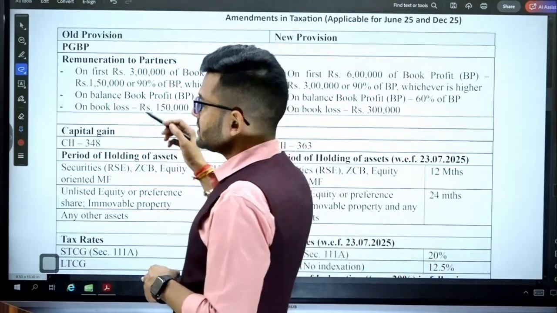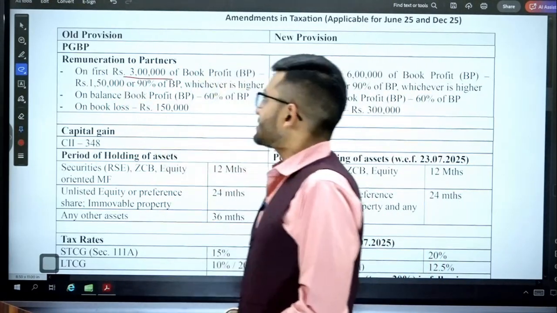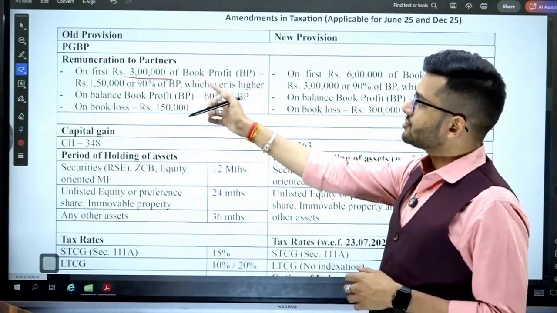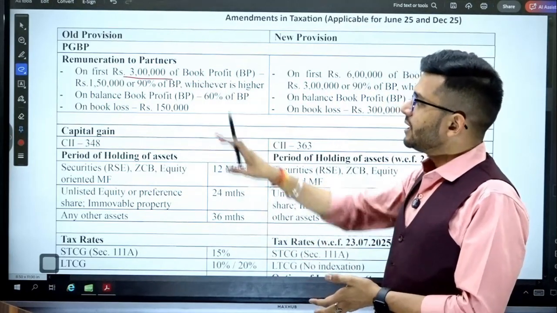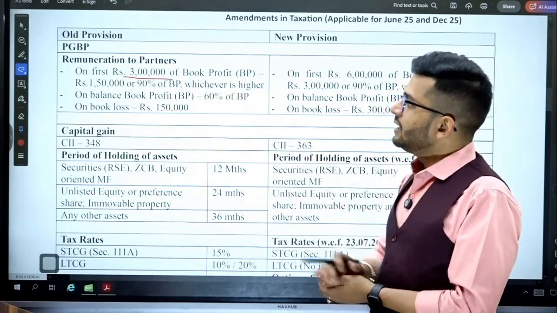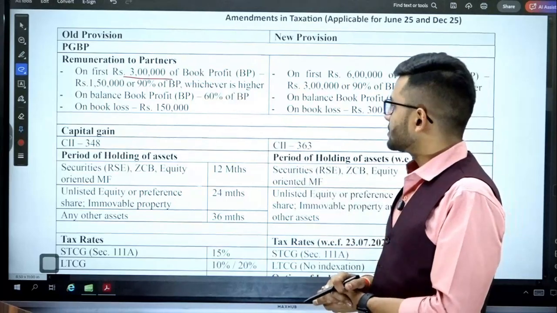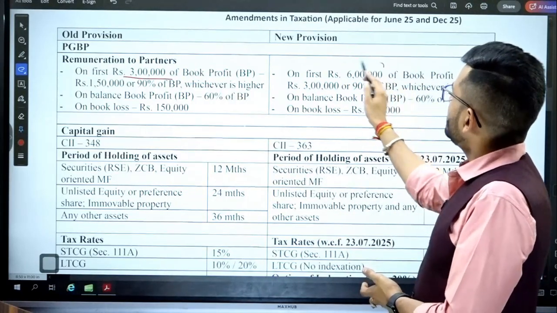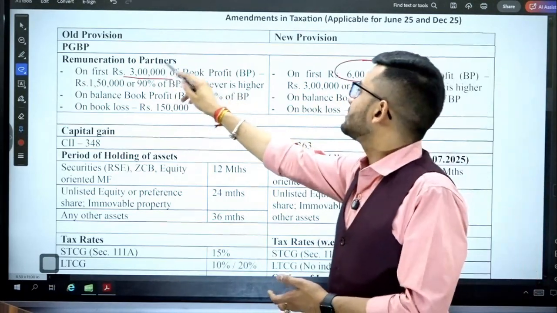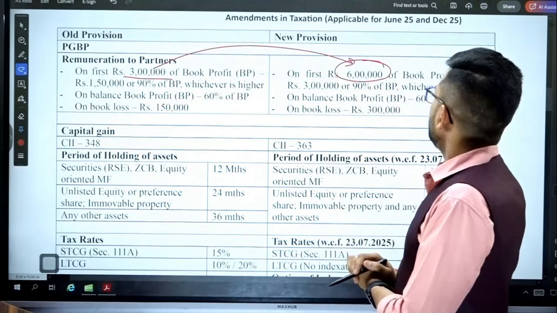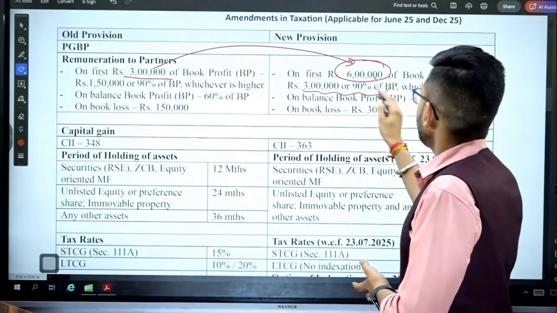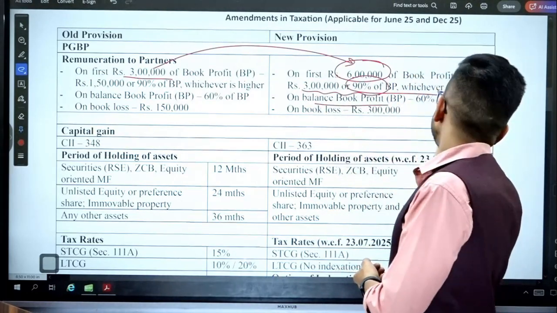So earlier the limit was, on the first 3 lakhs of the book profit, 1,50,000 or 90% of the book profit, whichever is higher. On balance book profit, 60%. On book loss, 1,50,000. The revised limit is on the first 6 lakhs. So from 3 lakhs, the limit has increased to 6 lakhs of book profit. It should be 3 lakh or 90% of book profit. On balance book profit, 60%.